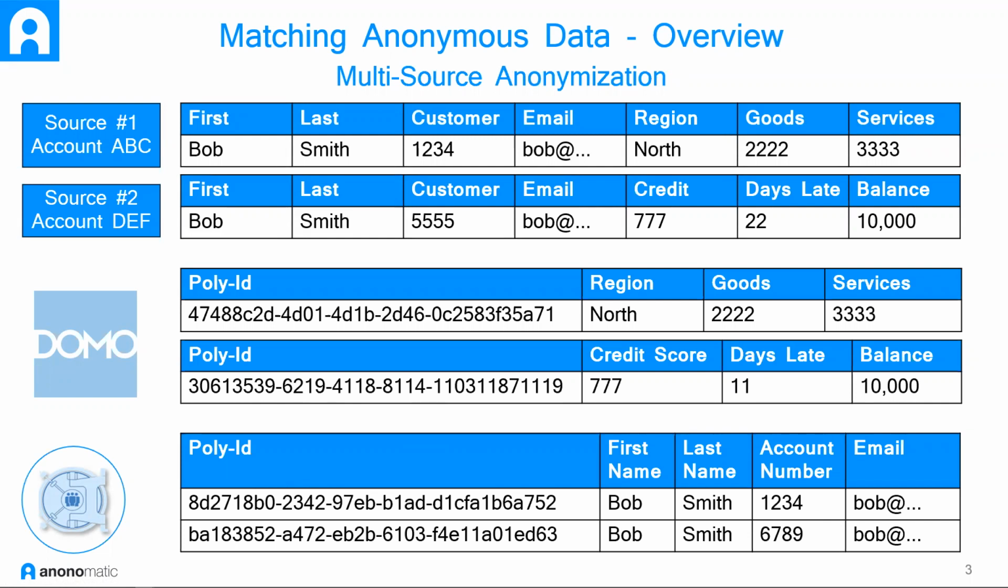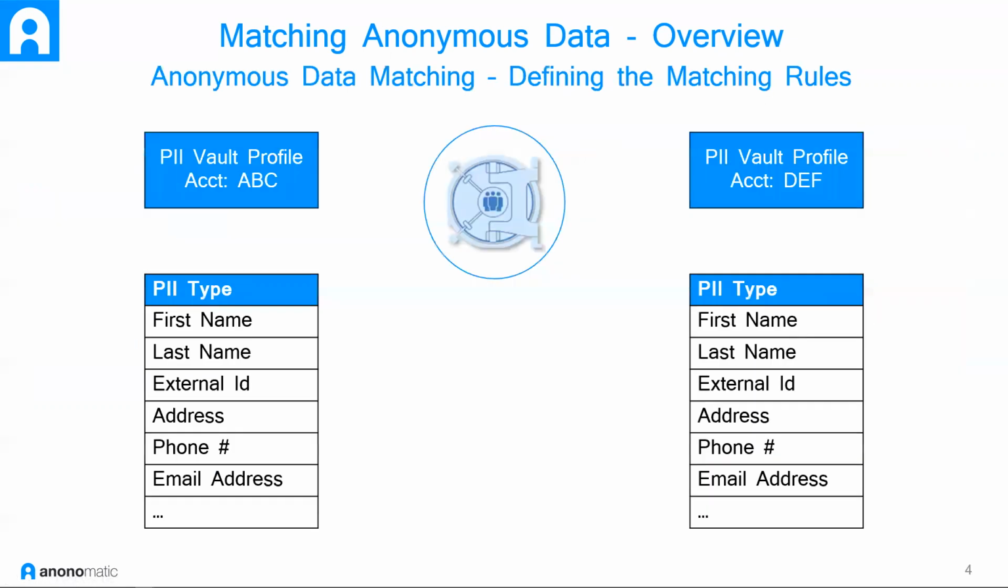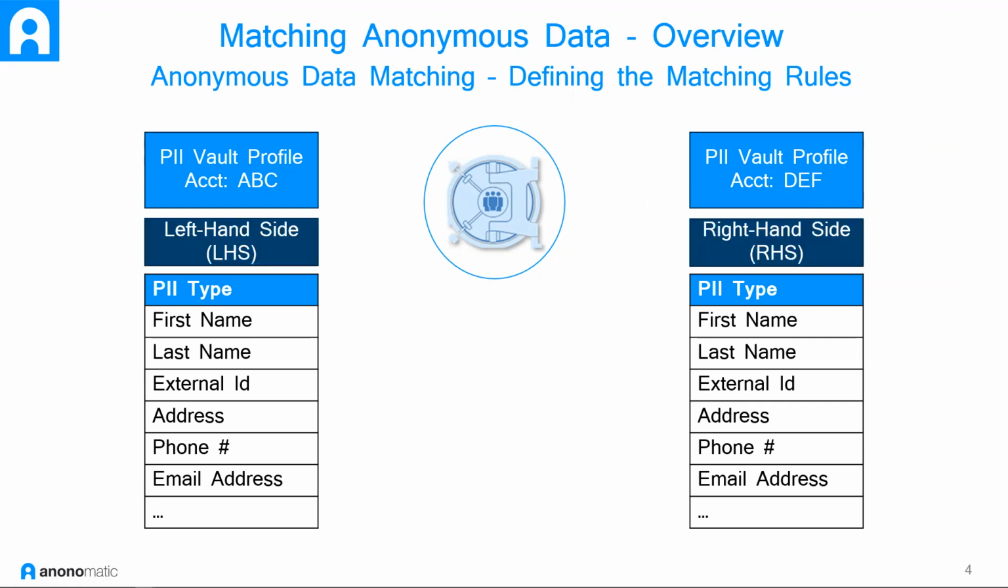That's where the data source plugin from PII Vault comes into play. What you have to do inside that plugin is define the rules by which you want to combine and equate those different profiles. So we have two different profiles right now. We have a profile provided by account ABC and a profile provided by account DEF. In our terminology, when we match profiles from one account to another, there's always a left-hand side and a right-hand side.